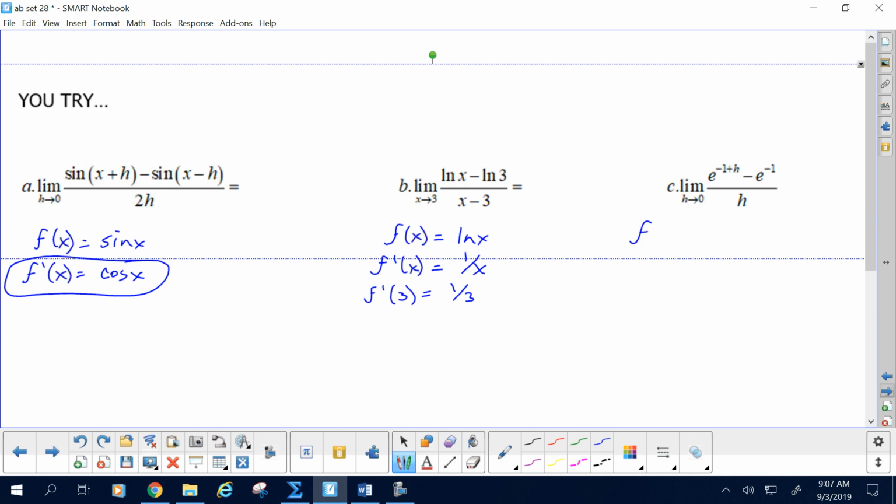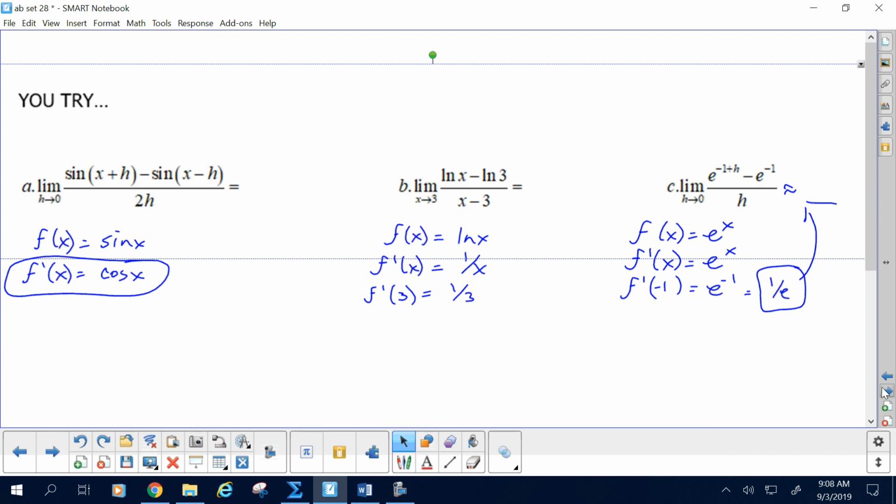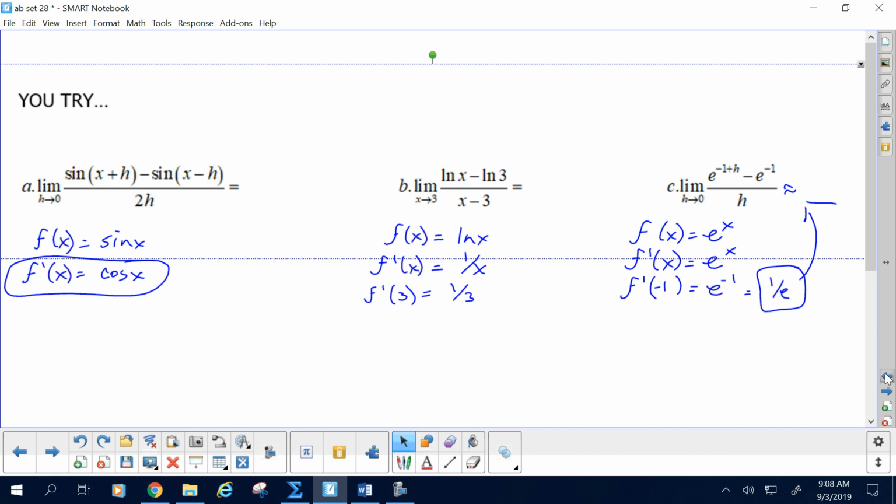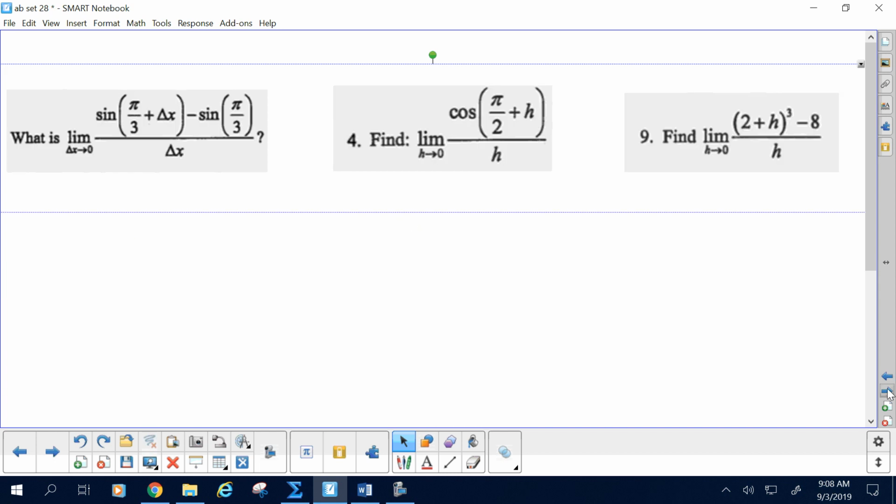What's the function? E to the x. What's the derivative of e to the x? E to the x. And at what point are they finding the derivative here? Negative 1. So the derivative at negative 1 is e to the negative 1, or 1 over e, if you like. And that's your answer. That limit, if I were to evaluate it with a calculator and see what it gets close to, it approaches 1 over e. All right, that's the idea. Write the function, take the derivative, and then, if necessary, take the derivative at a point they ask. Try the next three.